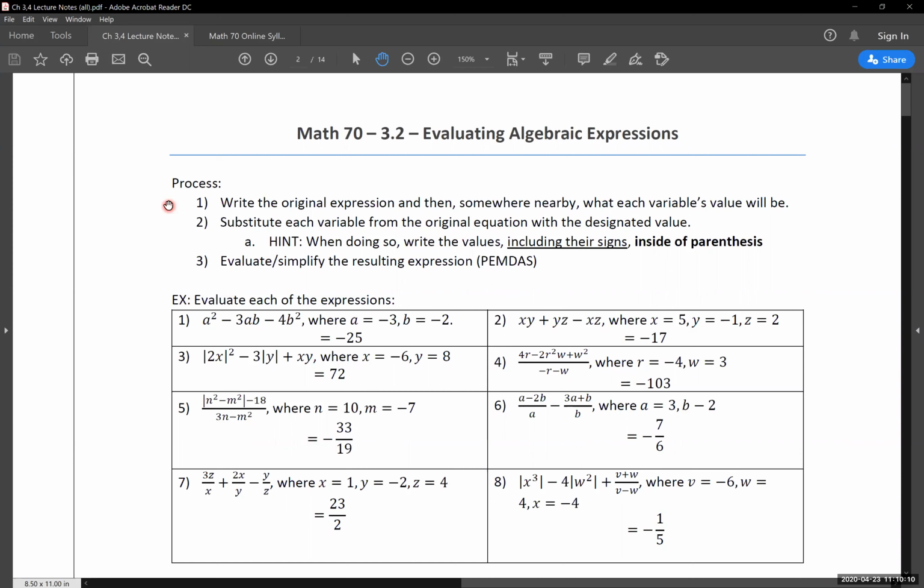So once we have everything written out, once we have everything substituted in correctly, including the parentheses with that, then we're just going to evaluate and simplify what we have left over. And all we're using is PEMDAS for that. So even if you're looking ahead at some of these going, well, this thing looks really complicated, there's a bunch of stuff going on here, we're just using PEMDAS.